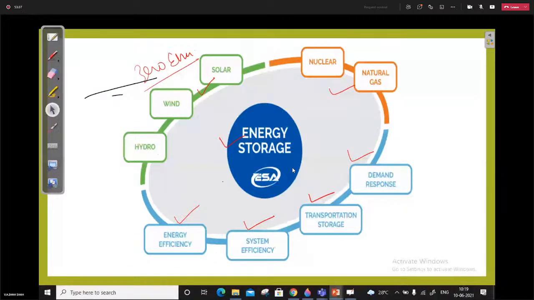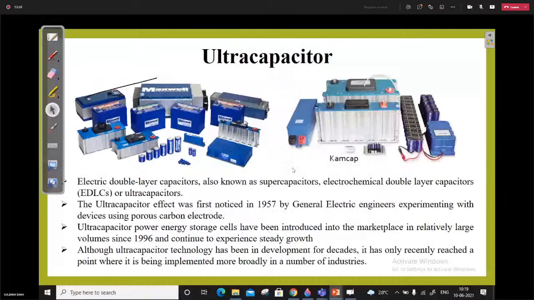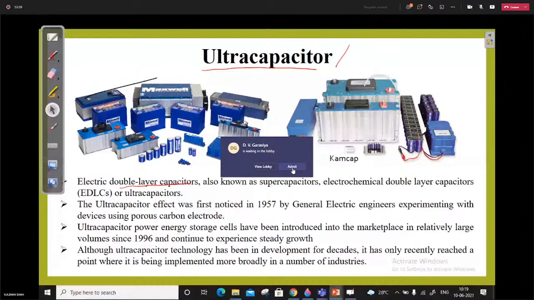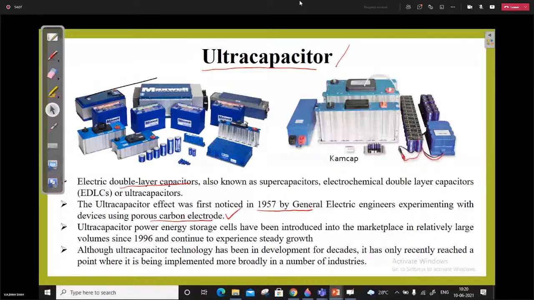It is basically built with carbon material. The basic material is carbon. It is also known as an electric double layer capacitor, electrochemical double layer capacitor, or ultracapacitor. The ultracapacitor effect was first noticed in 1957 by General Electric engineers experimenting with a device with porous carbon electrodes. So the electrodes are of carbon material.